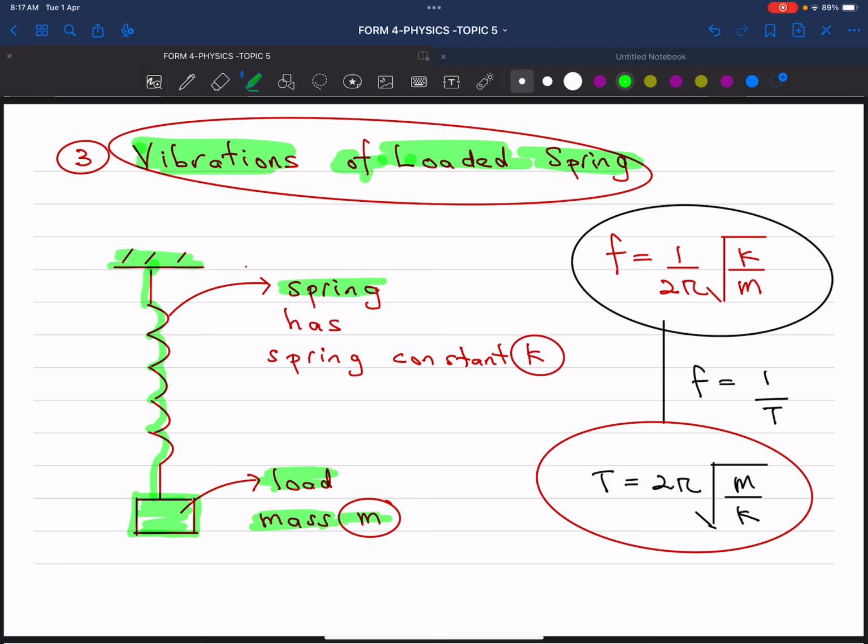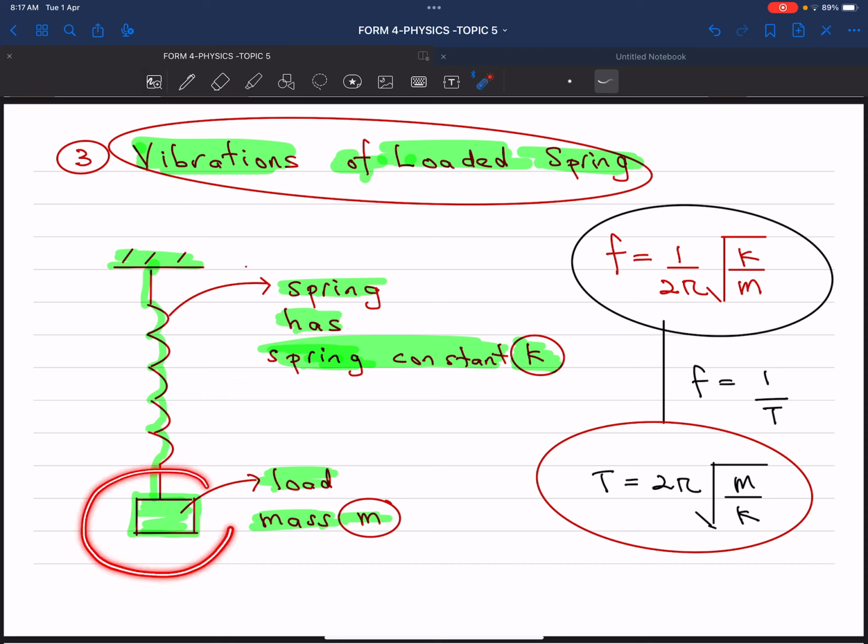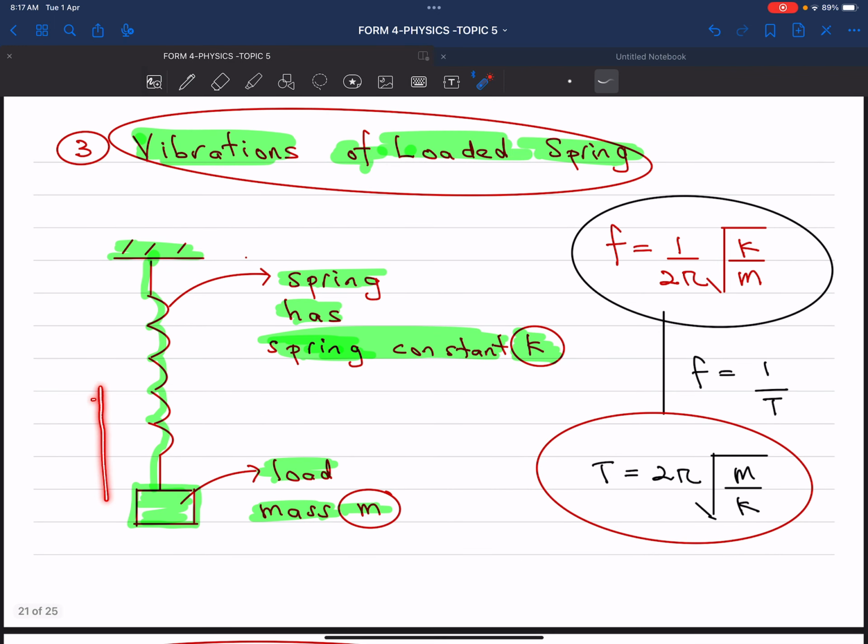Now this spring has something called the spring constant. Spring constant, symbol K, is a property of a spring. We will learn spring constant in Form 5, Topic 1. Now this load will undergo vibration. How? It will go up and then come down, go down again and then come back to the same place. Which means basically this load will go up and down.